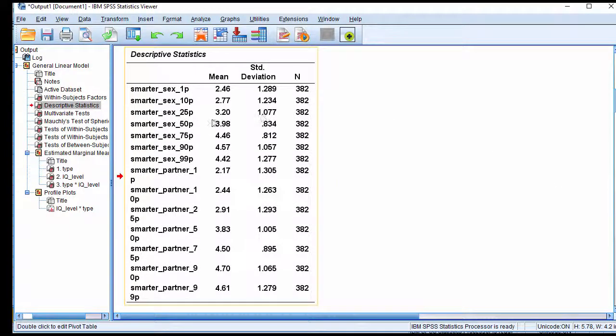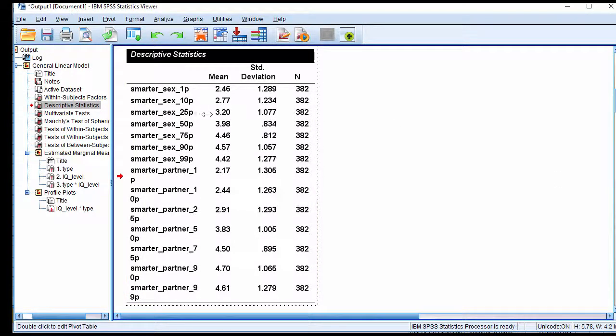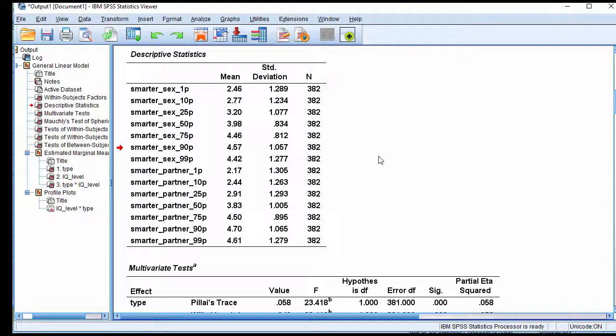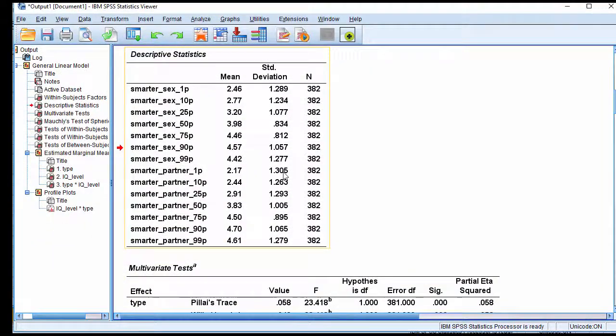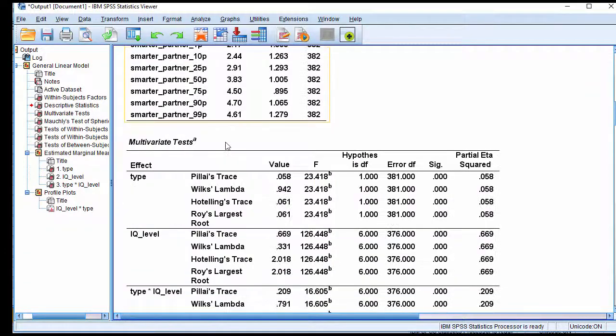Then we have the descriptive statistics, which are the means and standard deviations associated with each variable included in the data file. So this is literally these means and standard deviations. And that would be potentially valuable to look at in order to evaluate the interaction, for example. This table does not include the main effects for relationship type, and it also doesn't include the main effects for IQ level. Those are going to be reported lower in the output in the estimated marginal mean section.